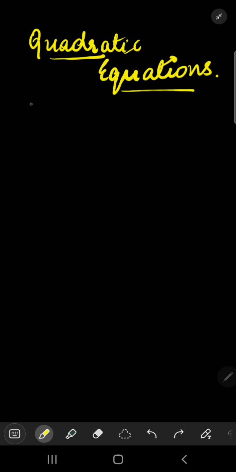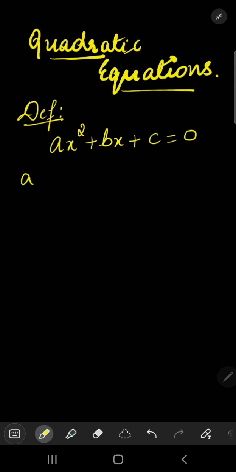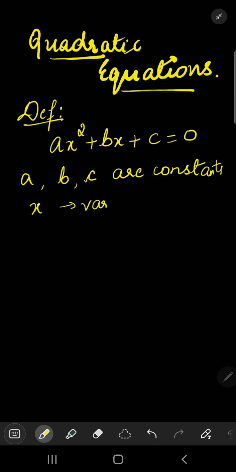First let us see the definition of a quadratic equation. Any equation which is of the form ax square plus bx plus c is equal to 0, where a, b and c are constants and x is the variable, is called a quadratic equation. In general words we can say, if the highest power of the variable is 2, then such equations are called quadratic equations.